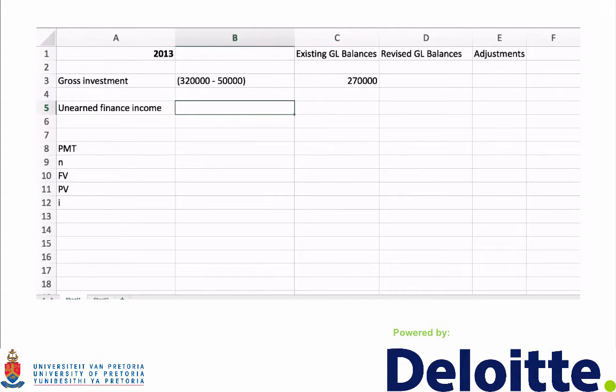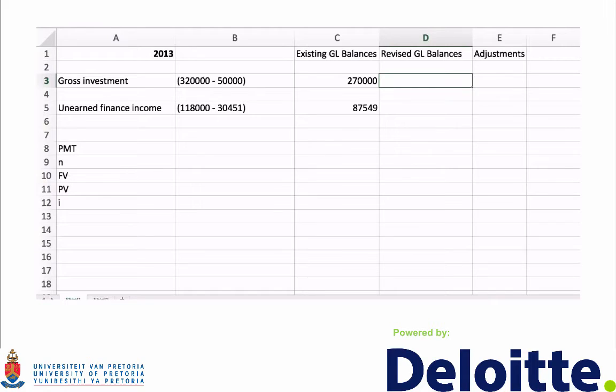Your unearned finance income, according to the initial recognition journal, was measured at 118,000 Rand, and you recognized, and realized out of that, 30,451 Rand, which would give you the balance on that account at the end of that reporting period and the opening balance for this reporting period of 87,549.